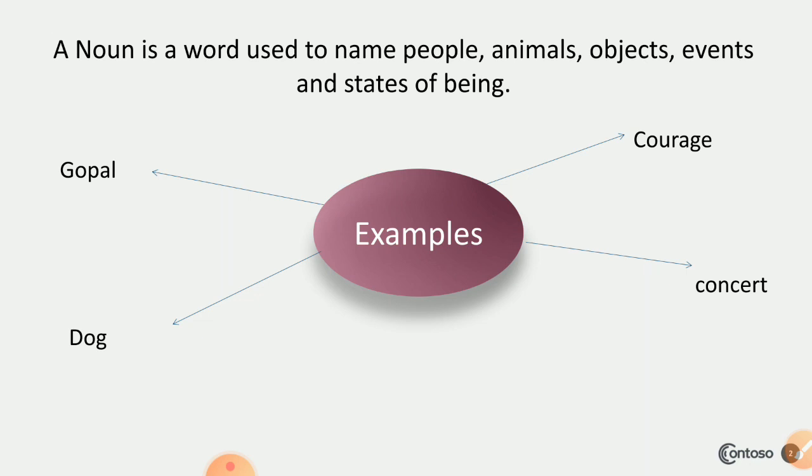Noun. A noun is a word used to name people, animals, objects, events and states of being. For example, Gopal is the name of a person. Dog is an animal. Courage is a state of being. And concert is an event. Can you state such examples?